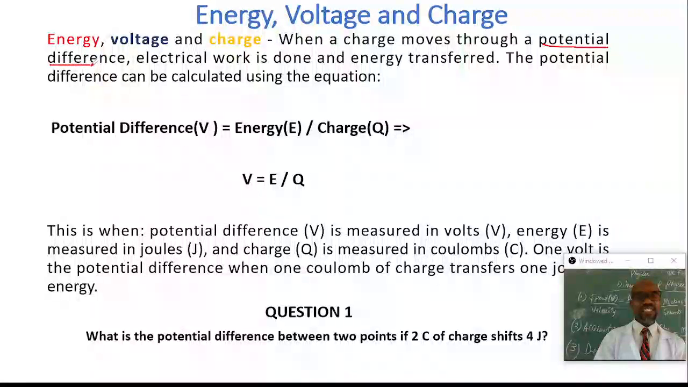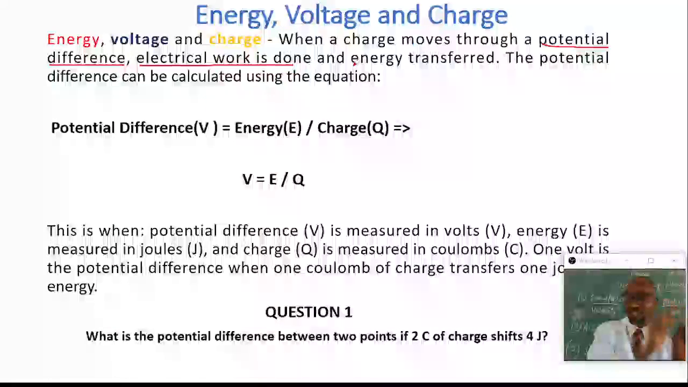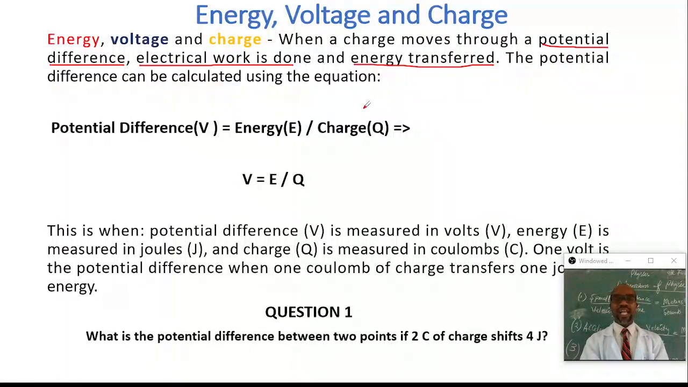When a charge moves through a potential difference, that's number one. Electrical work is done. That's number two. In the process of electrical work being done, energy is transferred. That's concept number three. Good. The potential difference can be calculated using the equation given below.